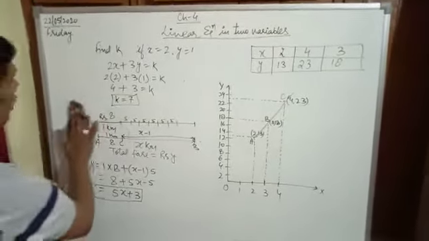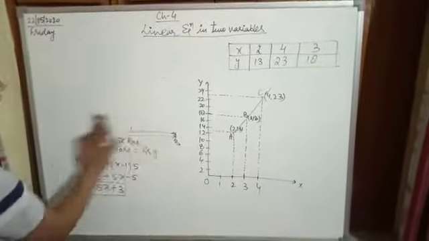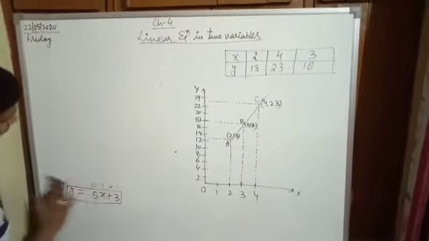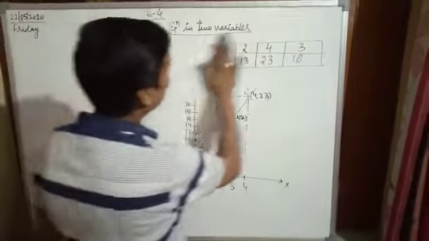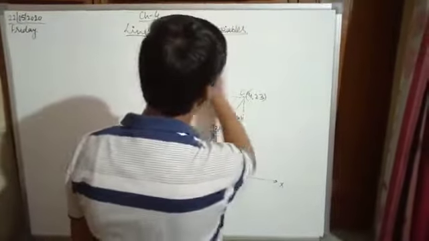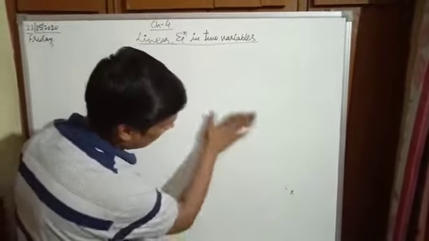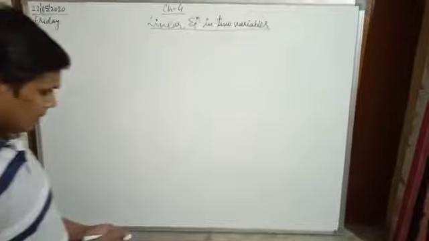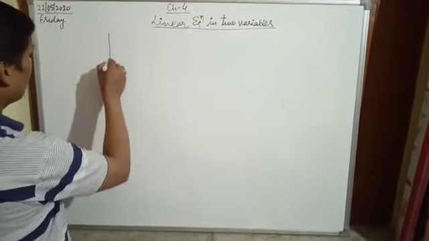Now I will tell you how to read the graph. In this one, we draw the graph with the help of given data. But if the graph is given, then how will we read the graph and write the coordinates? Suppose a graph in this form is given.